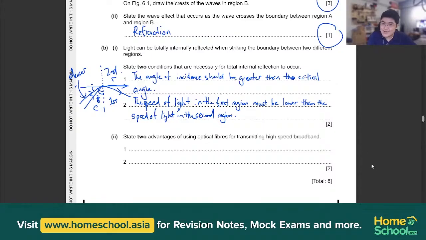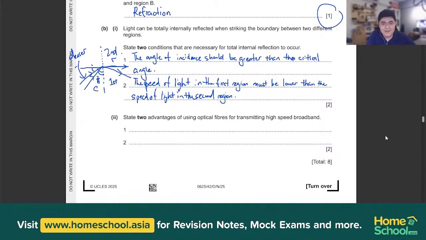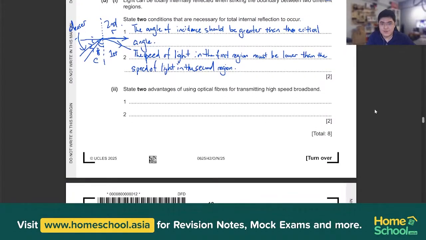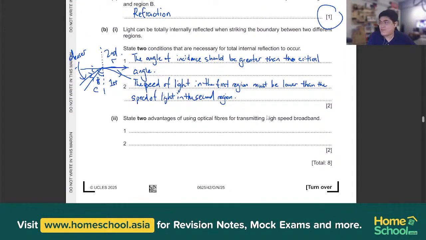All right. Now let's move on to B part 2. We are to state two advantages of using optical fibers for transmitting high-speed broadband.